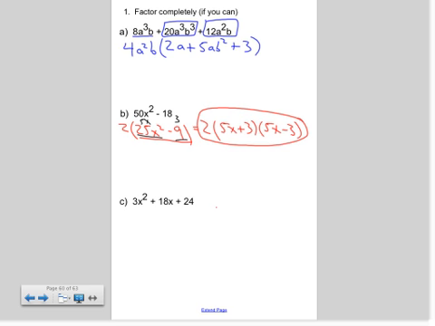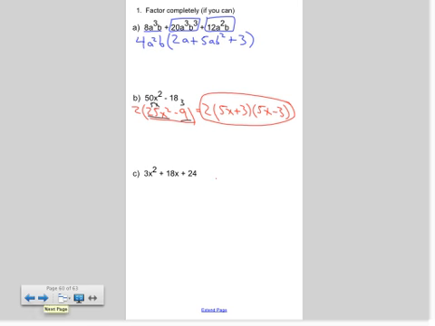And again, third example here on the page. I'm just going to go through these rather quickly as we move through. Looking at this, I see I can pull a 3 out of every term. So I pull a 3 out, and I have x squared plus 6x plus 8. These are fairly reasonable numbers to work with, so you could guess and check, which is what I'm going to do. If not, you could always find two numbers that multiply to get 8 and add to get 6. So really, we're going to be doing that anyway.